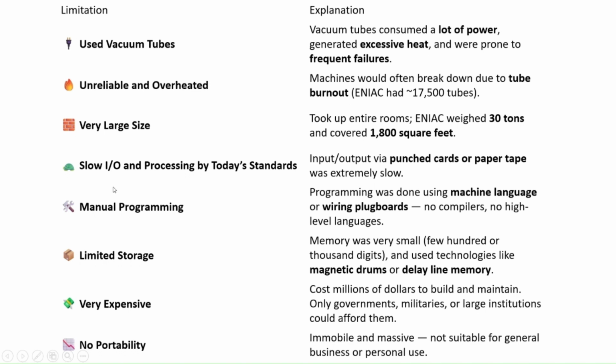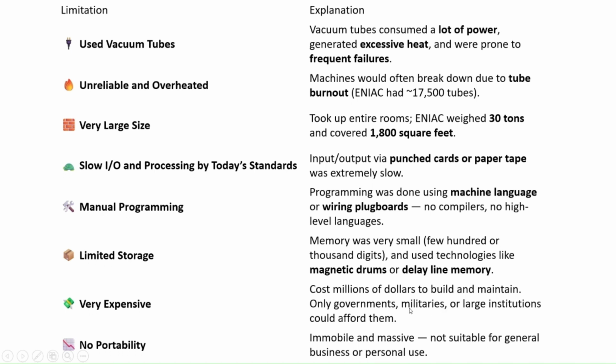Slow input, output, and processing by today's standards. Input and output via punch cards or paper tape was extremely slow. Manual programming: programming was done using machine language or wiring switchboards. No compiler, no high-level languages. Limited storage: memory was very small, a few hundred or thousand digits, and used technologies like magnetic drums or delay line memory. Very expensive: they cost millions of dollars to build and maintain.